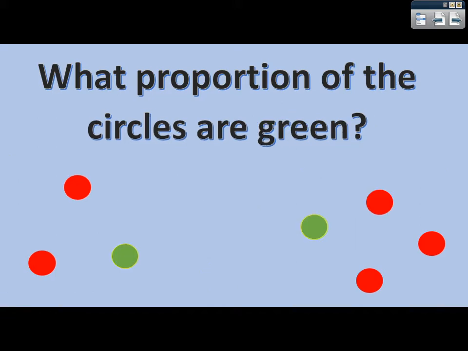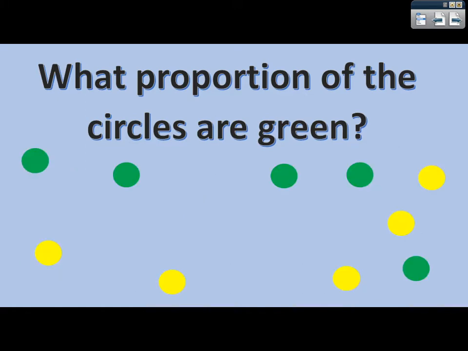Next one. What proportion of the circles are green? Can you do it before I say? 2 out of 7 are green. So you get the idea with proportion. You count how many are green, or whatever you asked for. In this case, you asked for the green ones. You count how many are green, and you count the total. 2/7.